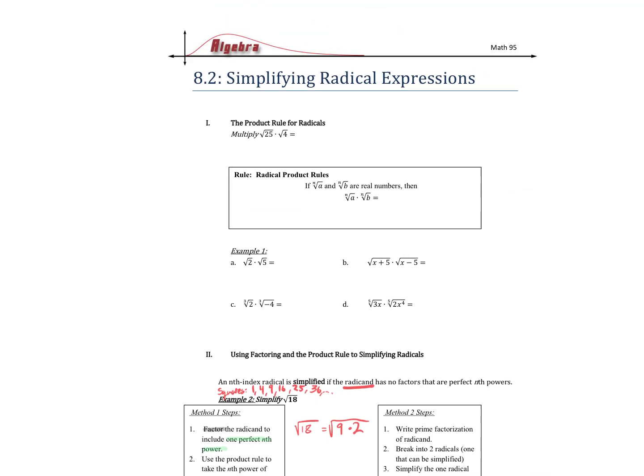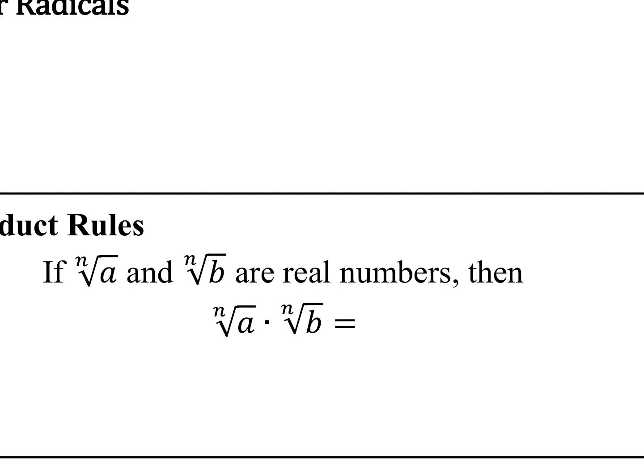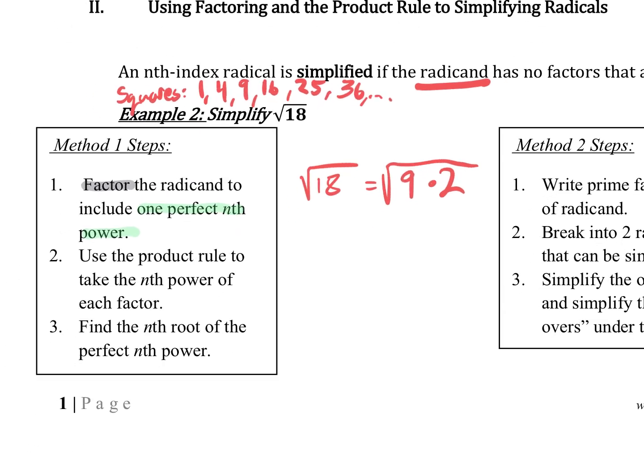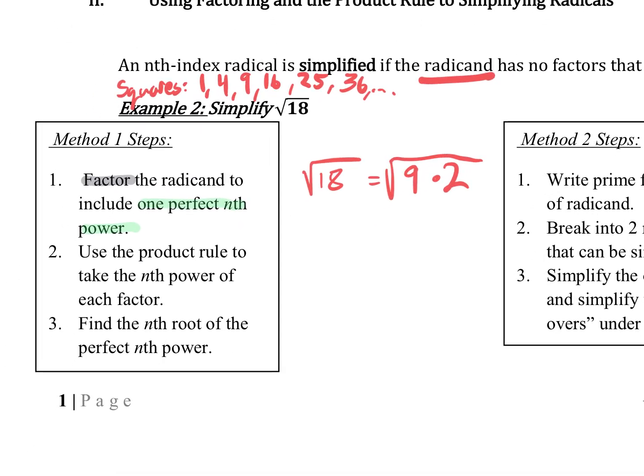Now we're using this rule. Let's look back at this rule. This rule here says I have a square root with 2 things multiplied, and so we can go backwards. We've been going forwards, but now we're going to go backwards, and we're going to break that up into 2 square roots. So that's our second step. We're going to use the radical product rule to take the nth root of each factor, meaning we're going to break it into 2 square roots.